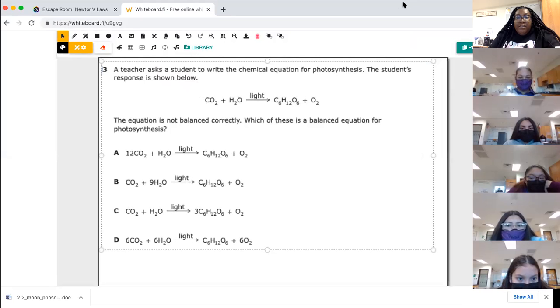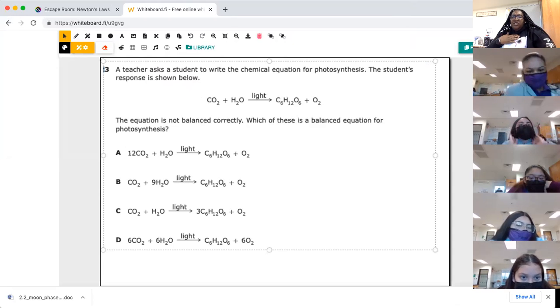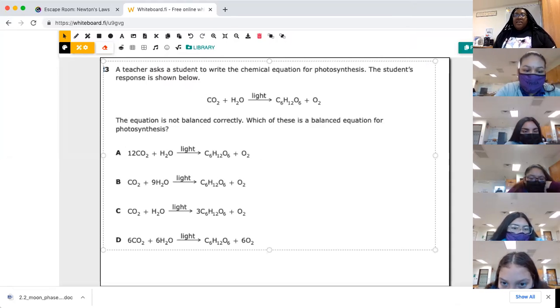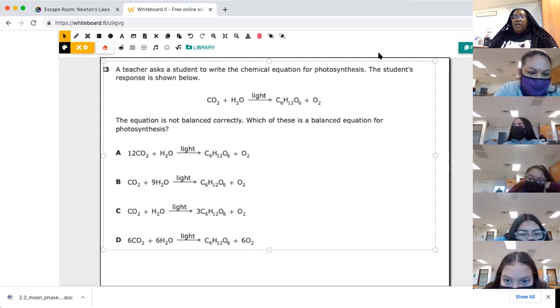All right, here is another question from our common assessment. It says a teacher asked a student to write a chemical equation for photosynthesis. The student's response is shown below. The equation is not balanced currently. Which one of these is a balanced equation for photosynthesis? All right, so I'm going to give you, let's say, 2 minutes on this one to annotate and answer.